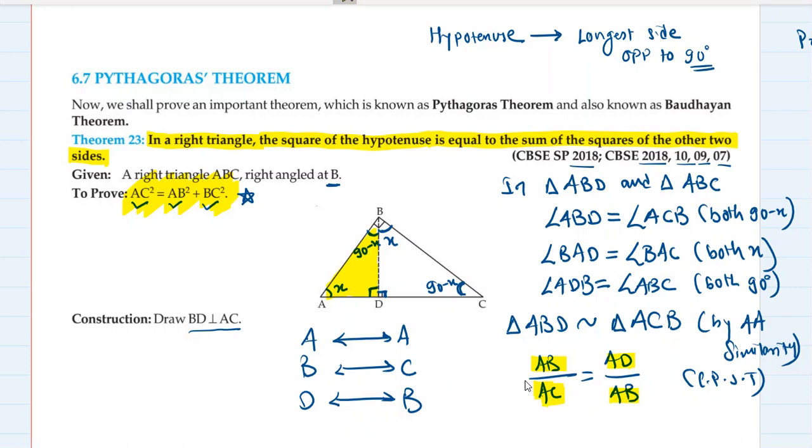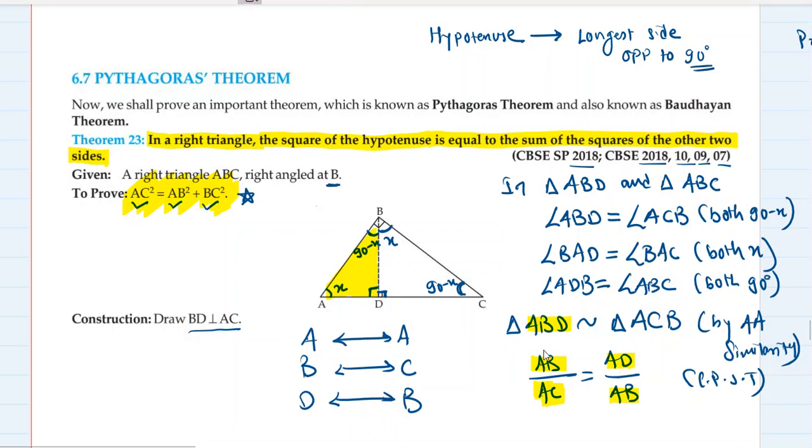Let me tell you. See, in the small triangle, we have to select only those sides which are outside, not inside the big triangle. That means this dotted line BD is in the small triangle ABD, right? We don't have to select BD because in our proof there is no use of BD. So you have to select AB upon AC is equal to AD upon AB.